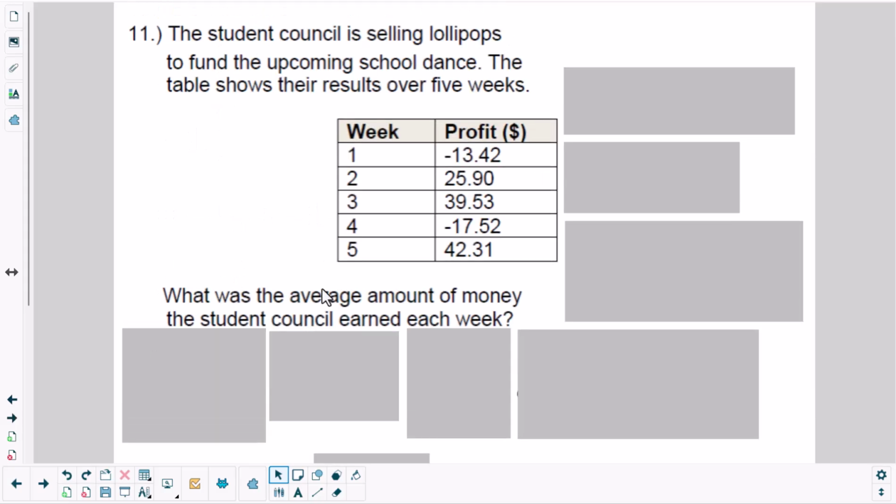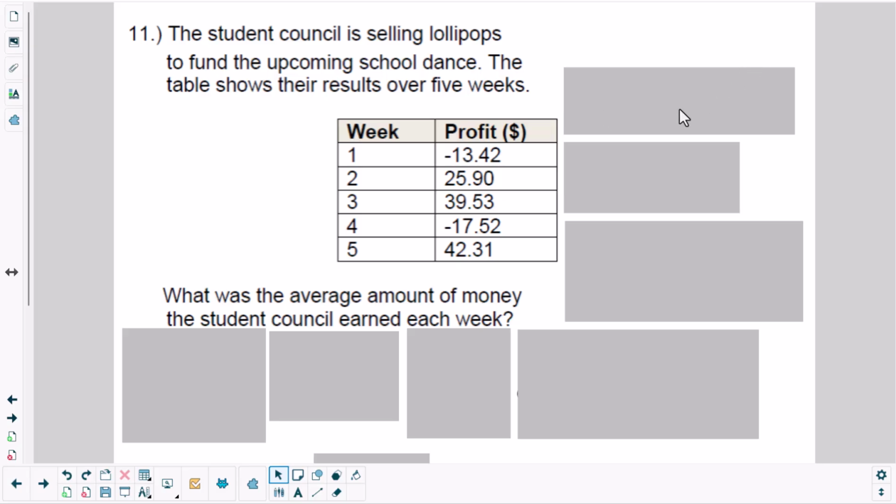The Student Council is selling lollipops to fund the upcoming school dance. The table shows their results over 5 weeks. What was the average amount of money the Student Council earned each week? We're basically finding a unit rate here. So what we need to do is figure out how much was either earned or lost over those 5 weeks and then divide by 5.